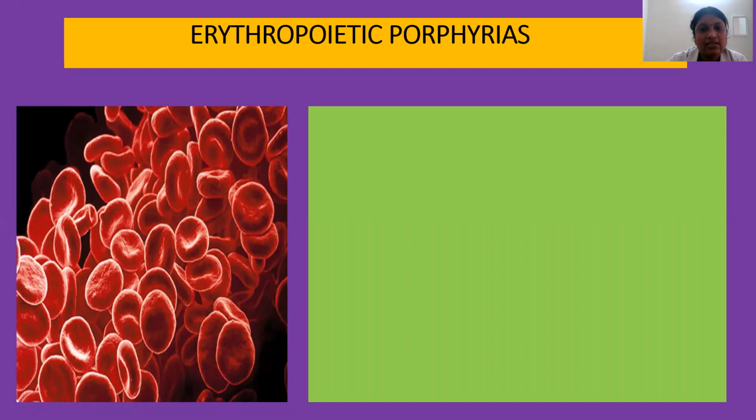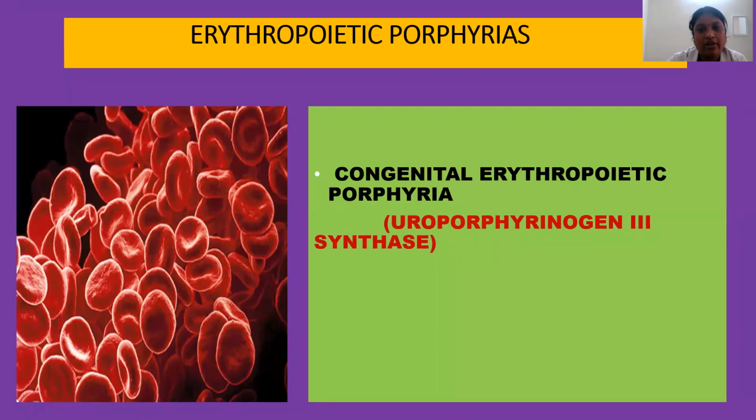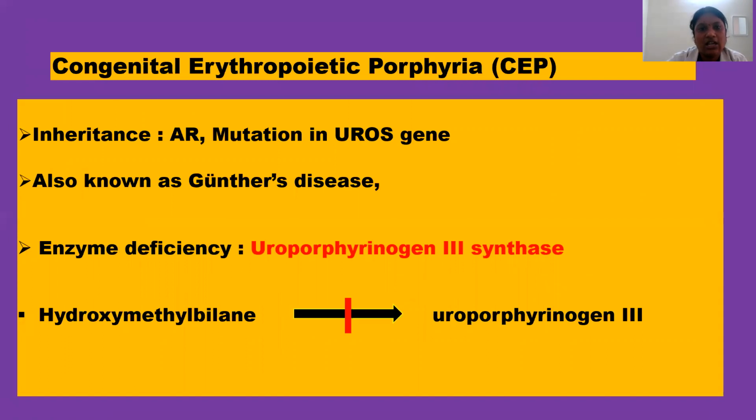The next category is erythropoietic porphyria. It includes congenital erythropoietic porphyria due to uroporphyrinogen 3 synthase enzyme deficiency, and erythropoietic protoporphyria due to ferrochelatase enzyme deficiency. Congenital erythropoietic porphyria is an autosomal recessive inherited disease, with mutation in uroporphyrinogen 3 synthase. So hydroxymethylbilane is not converted to uroporphyrinogen 3.